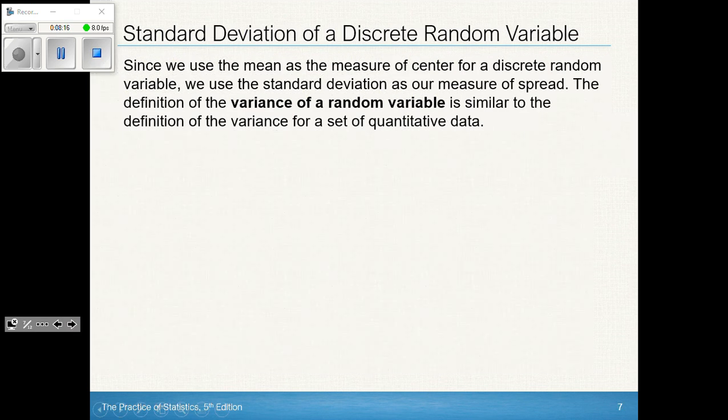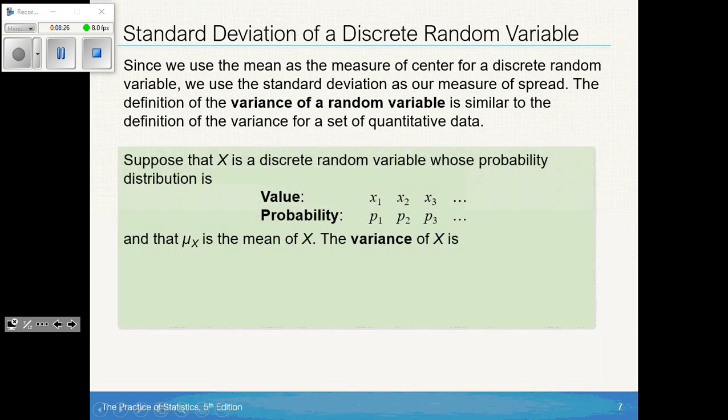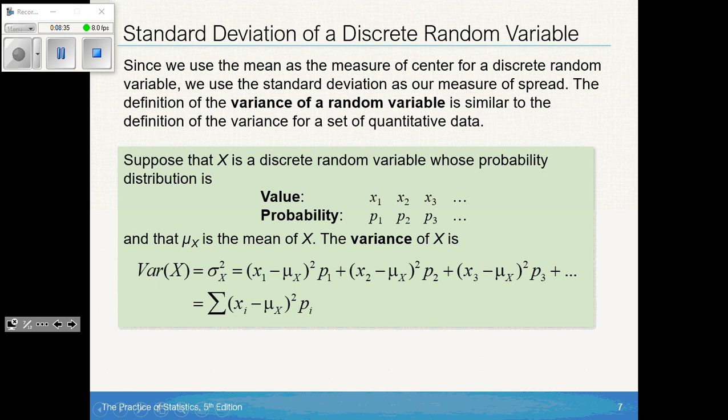Since we use the mean as the measure of center, we can also use the standard deviation. So the formulas are similar to what we've done before. So here's the way to find the variance. Then the standard deviation will just be the square root of that. Now this looks awful, to be honest with you, but it's really not. So let's look at the formula. I see these x's. Those are the individual values. Now what is mu? Well, that's what we just found. That's the expected value.